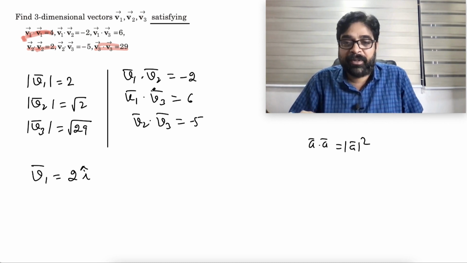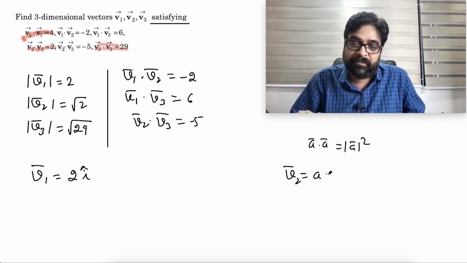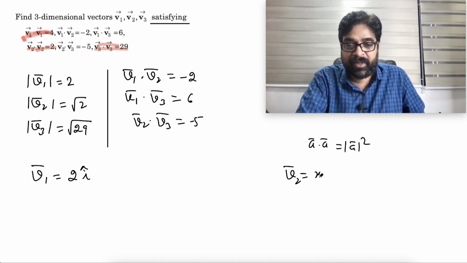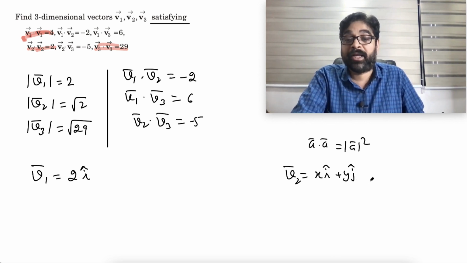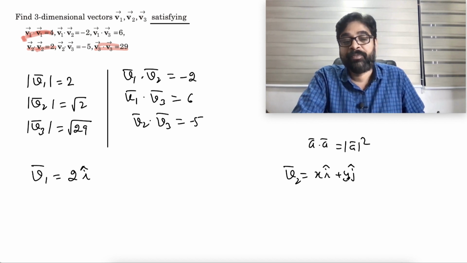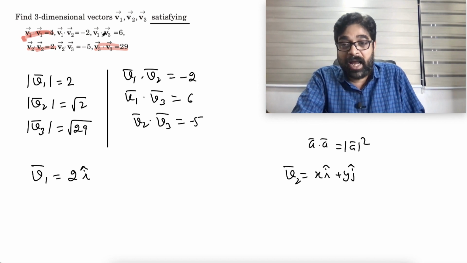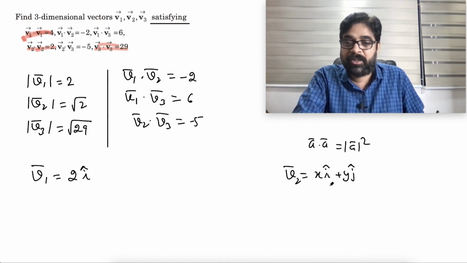So I am taking V2 as, let's say, xi plus yj. You may say, sir, how can you write like this? You have to take k also. If you want, you can take it, but I will not take it. You will understand why. I'm taking V2 because I have to find the satisfying condition. So V2 vector equal to this.